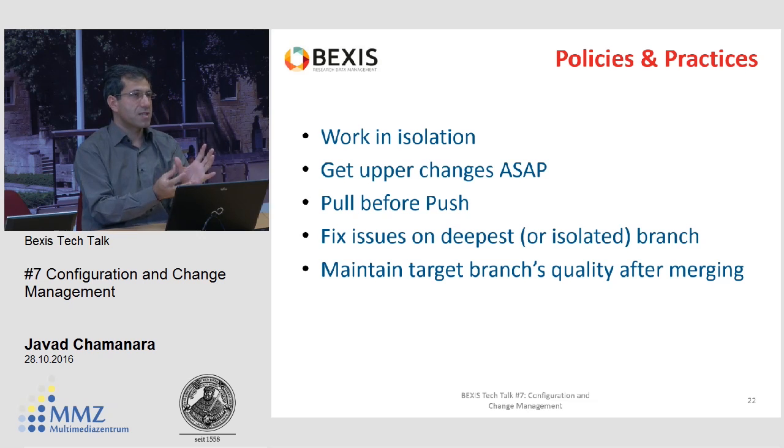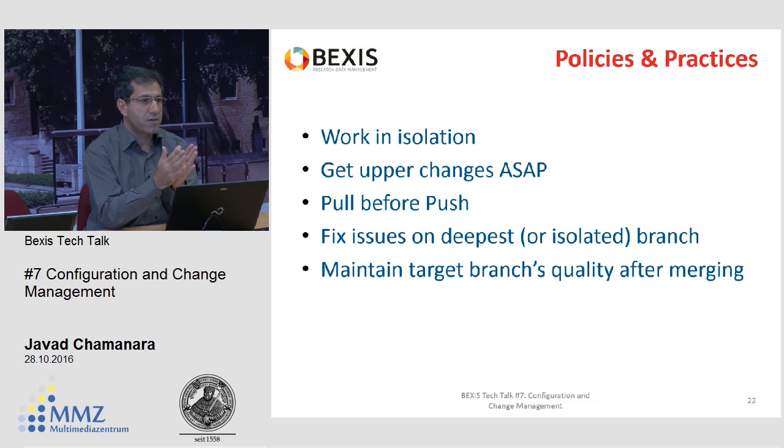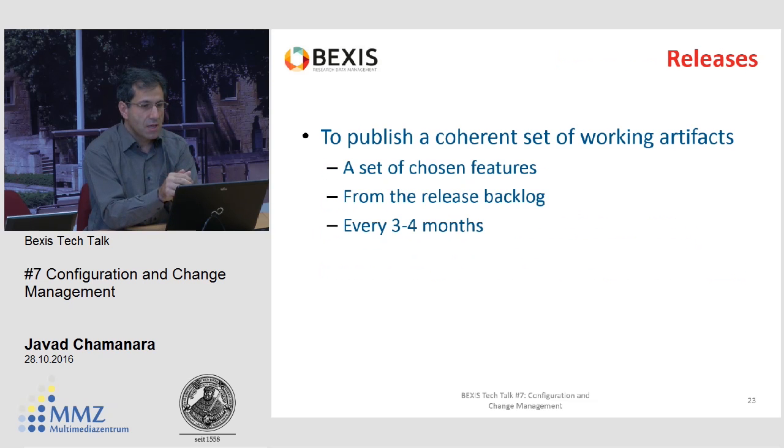With this small set of policies, hopefully we have a code base with identified levels of quality. And with these quality levels, at some point in time we decide to make a release out of it. The release is actually a coherent set of working artifacts, like a set of chosen features. These features are basically from the release backlog, and we have a release every 3 or 4 months. To make that release, we have a release procedure, and I will go through some of its main steps.